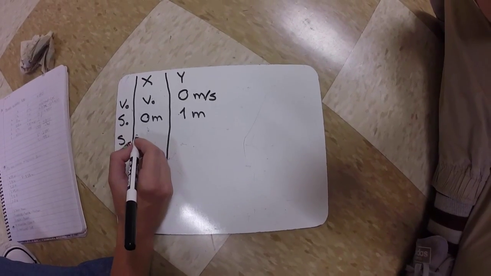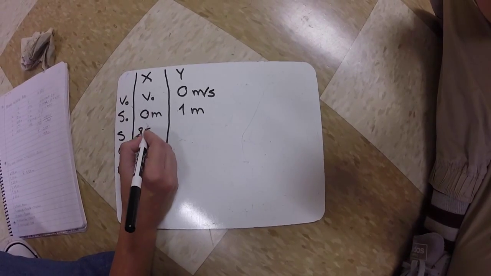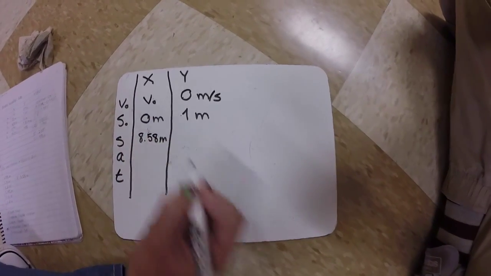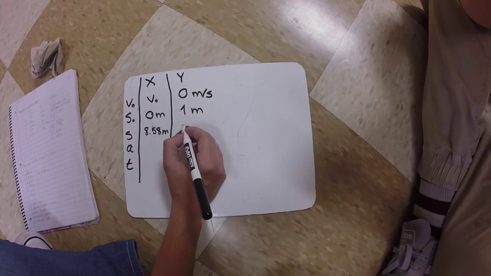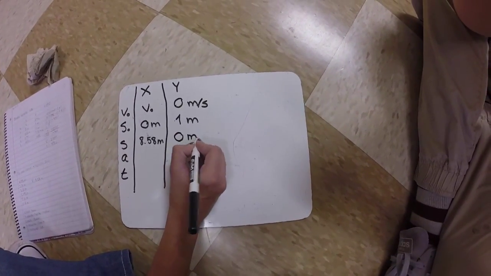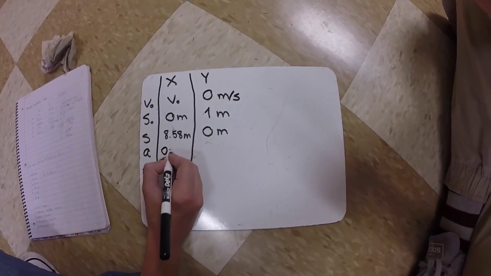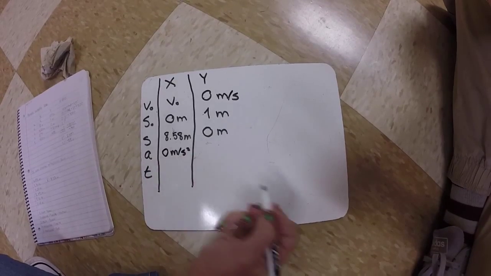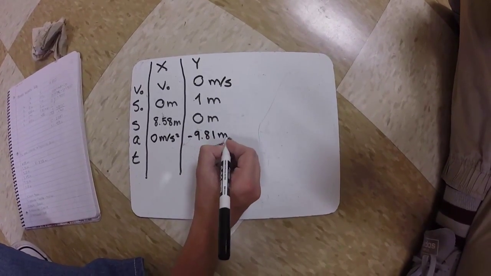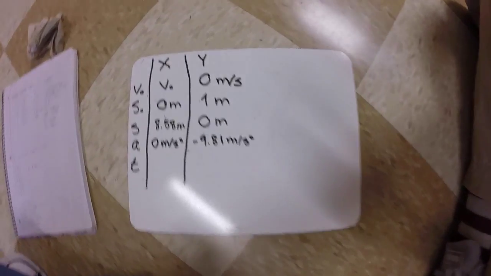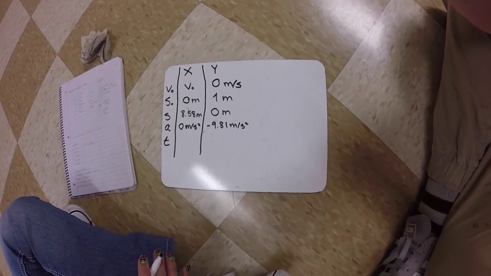For our final position in x, we averaged the numbers together to get 8.58 meters. And for y, it ends on the ground, therefore it ends at 0 meters. The acceleration for x, we are assuming, is 0 meters per second squared, and for y, it's negative 9.81 meters per second squared, because that's gravity. We don't know our time, so that is what we're solving for right now.